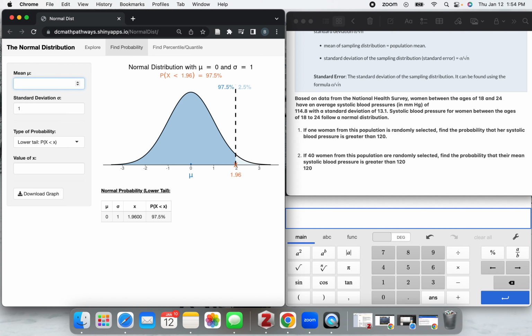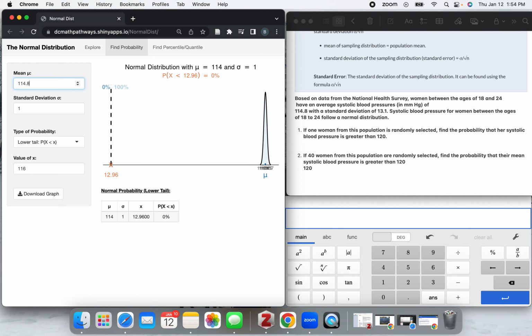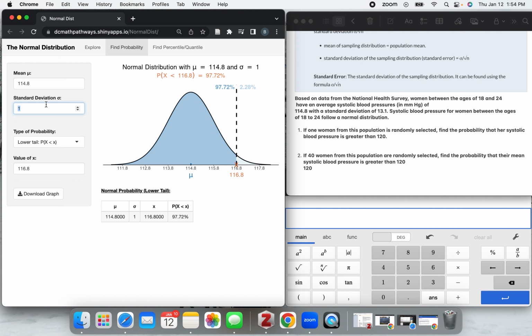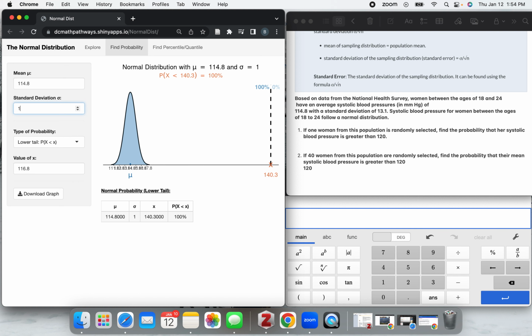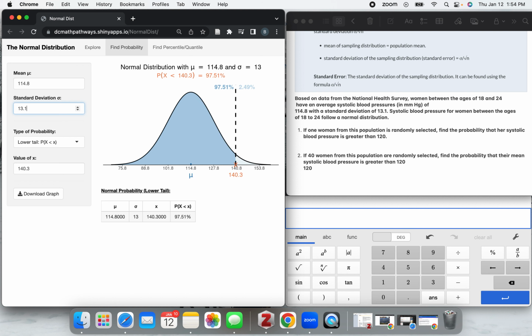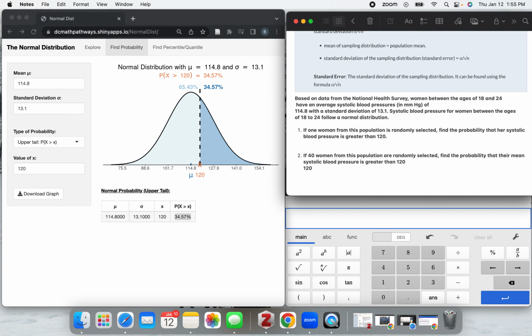So we're going to go ahead and put in our mean, and we're going to go ahead and put in our standard deviation. And then we want greater than, and we want 120. And make sure you're on the find probability tab. So we can see that there is a 34.5% chance that this randomly selected woman would have a blood pressure greater than 120.